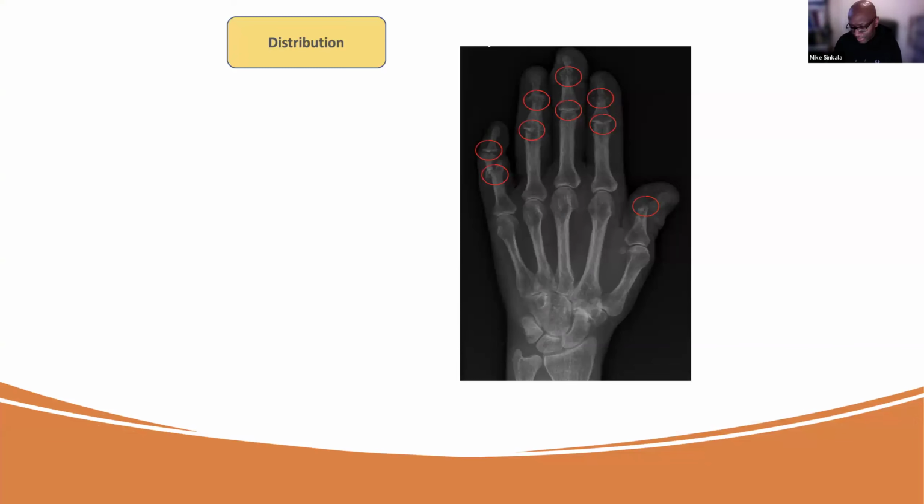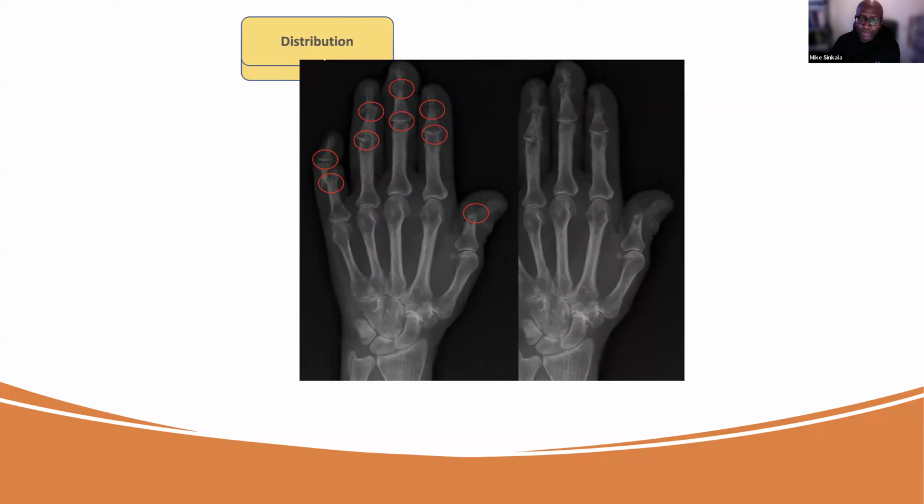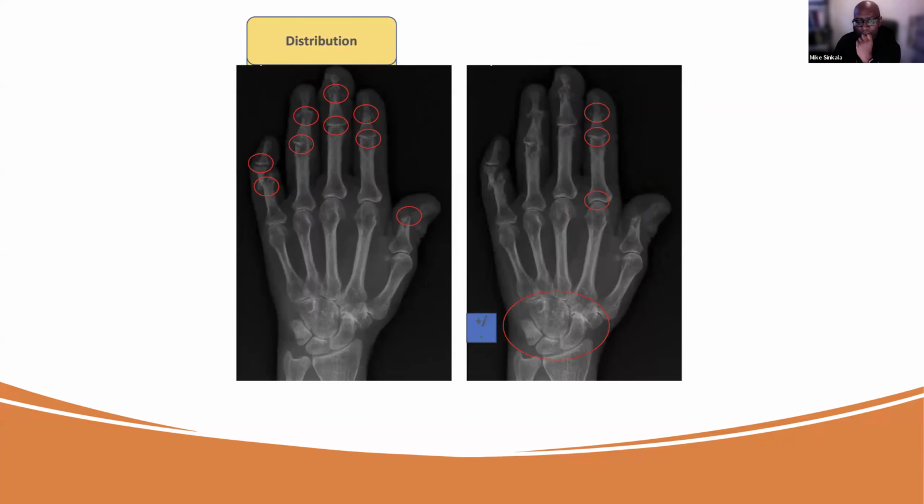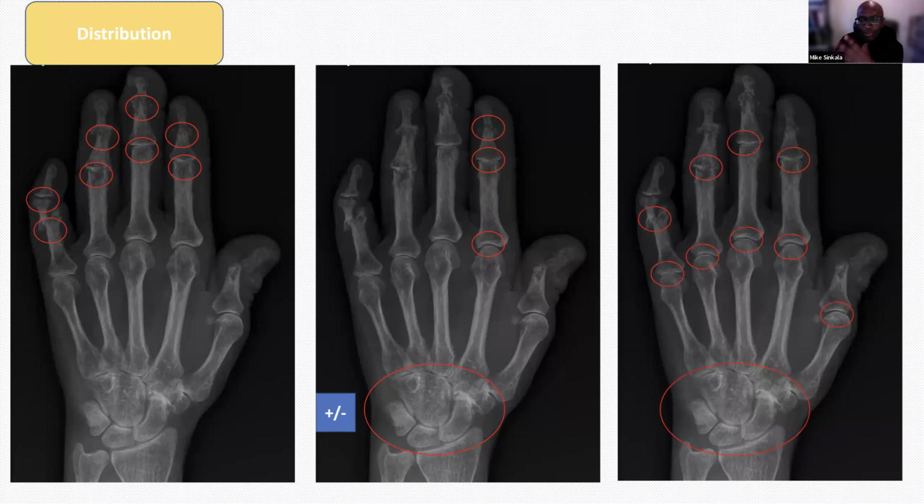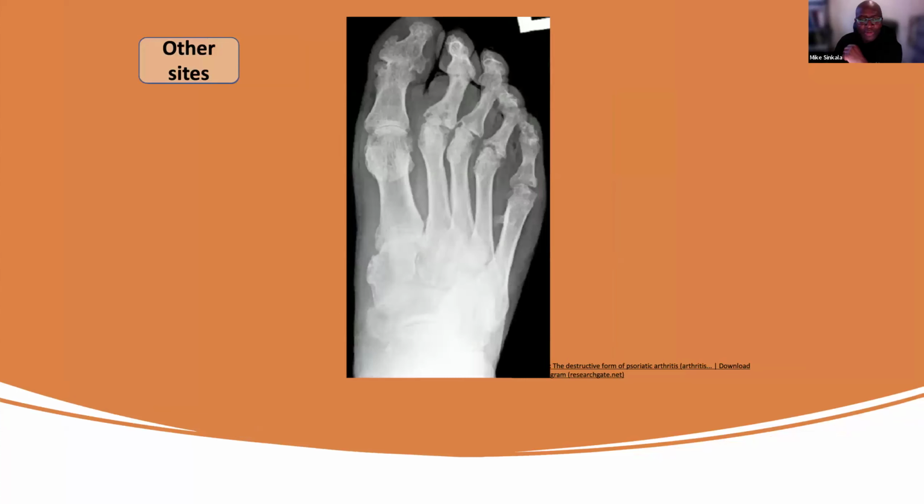Distribution of psoriatic arthritis is like that. So once you are trying to rule out or diagnose psoriatic arthritis, that is the distribution of psoriatic arthritis. Notice also that periostitis can also be there as well. Okay, that's all the distribution of psoriatic arthritis.